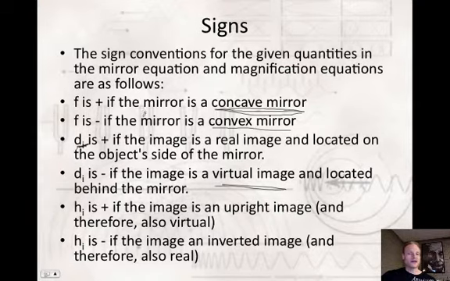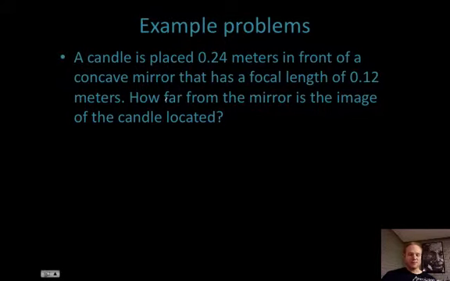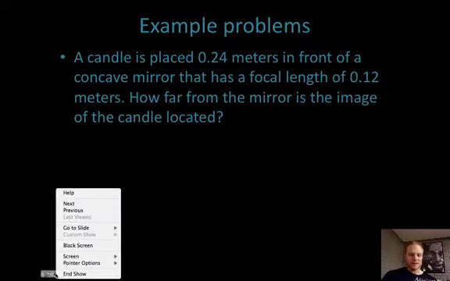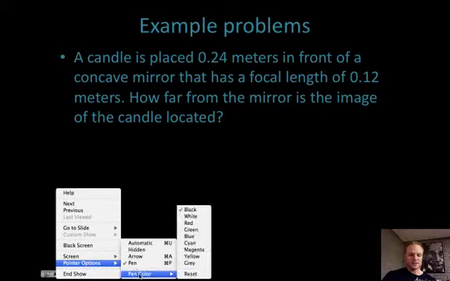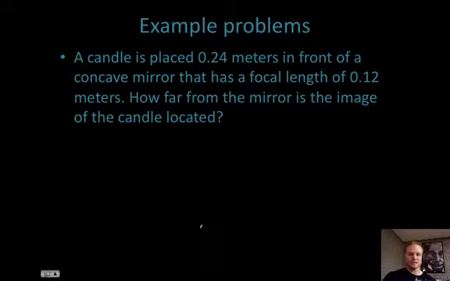But these are the sign conventions, and so if the answer is positive or negative, it's actually very important because it's going to tell you a few things about the image that's being produced. Okay, let's go right into an example problem. A candle is placed 0.24 meters in front of a concave mirror that has a focal length of 0.12 meters. How far from the mirror is the image of the candle located?